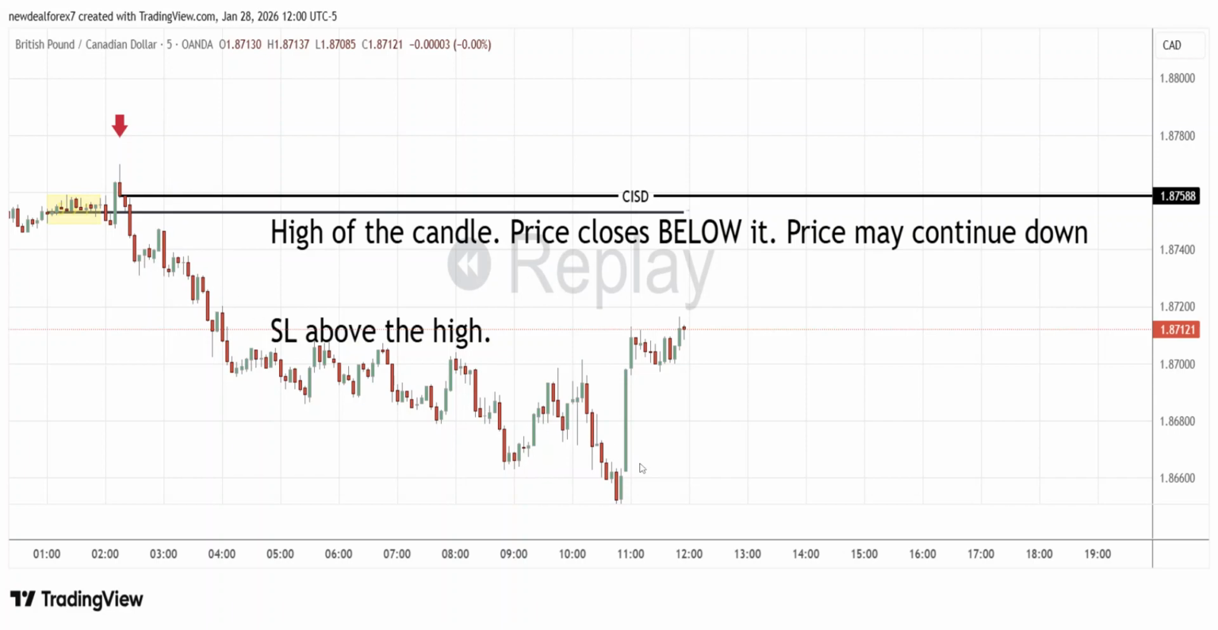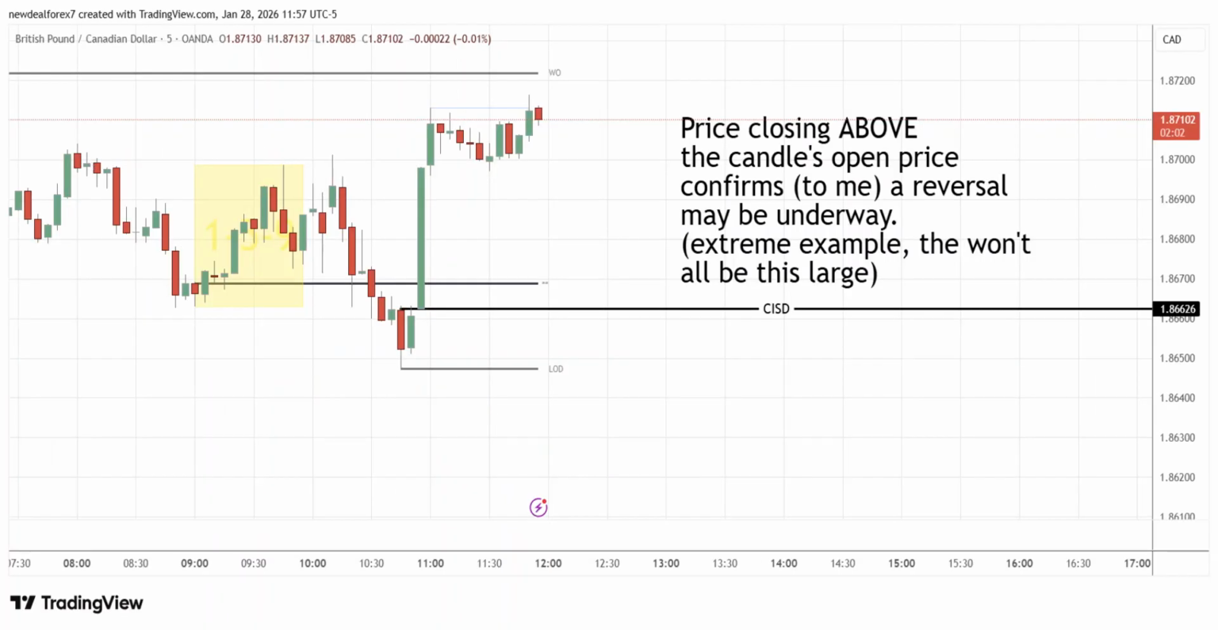That's all you're looking for. Okay, that is all you're looking for. If it doesn't close below this candle, typically it's just going to keep going up. And the same in the opposite direction. Okay, stop loss goes above the high. Okay, and then this is a long example here.